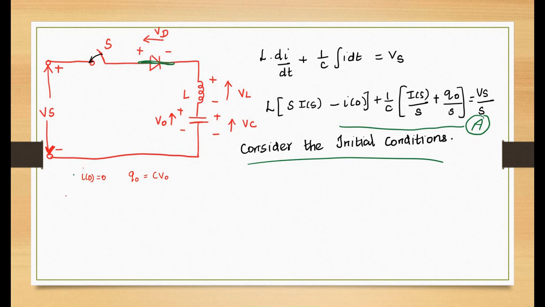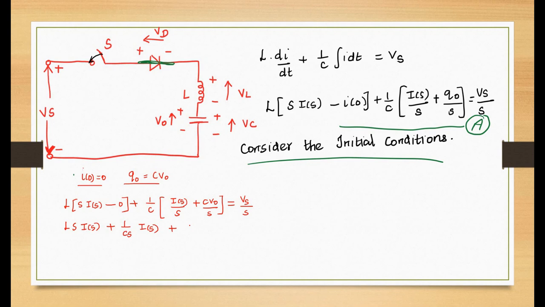Have to rewrite the same equation A, and substitute these values in equation A. The new equation is L S into I of S minus 0 plus 1 by C into I of S divided by S plus C V0 divided by S, that is equal to Vs by S. Next I have to expand this equation: L S into I of S plus 1 by C S into I of S plus C V0 by S, where C and C get cancelled, equal to Vs by S. Next take I of S outside, so L S plus 1 by C S, that is equal to (Vs minus V0) by S.